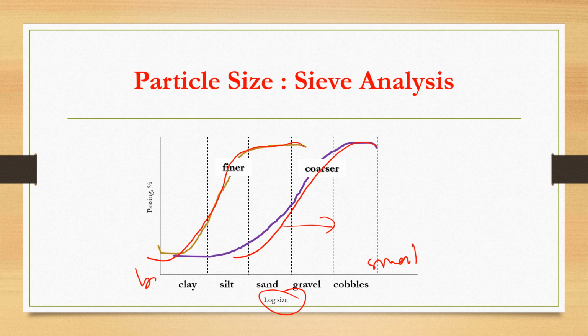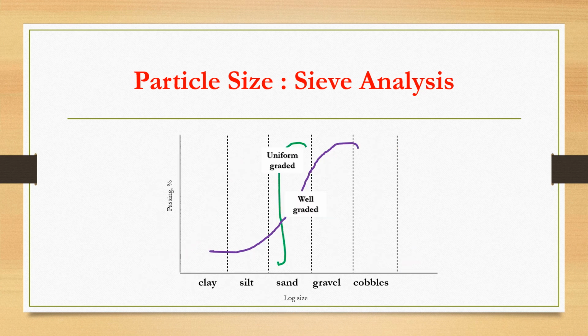In addition to that, the steepness or flatness and general shape also indicate the distribution of grain size for a given soil. For example, you can identify in terms of grading. Remember when we mentioned grading, we have well graded and uniform. Uniform is also known as poorly graded. And you need to understand the definitions of well graded.